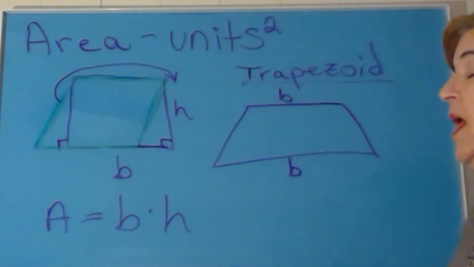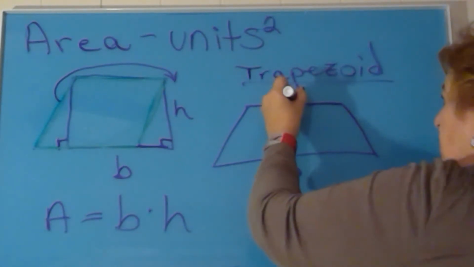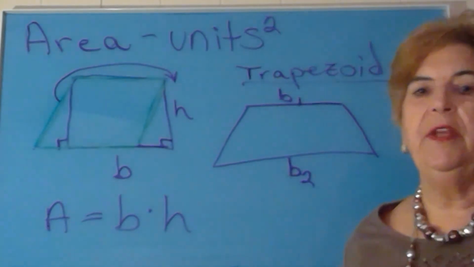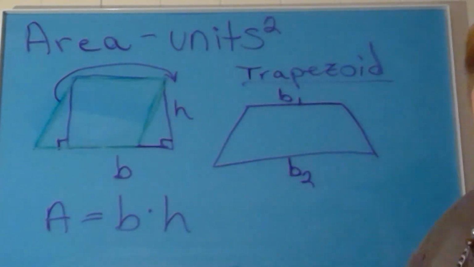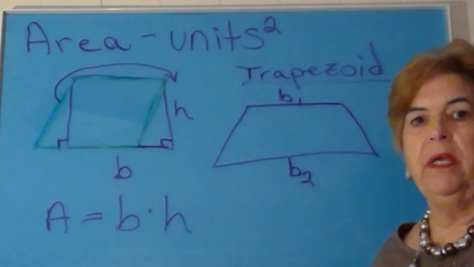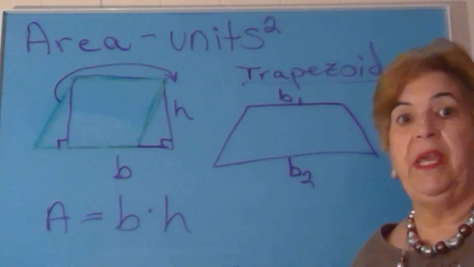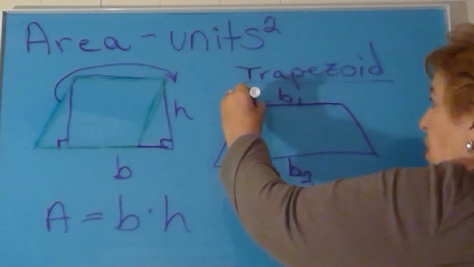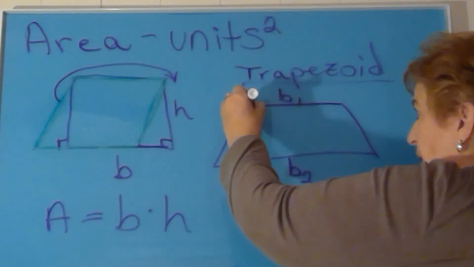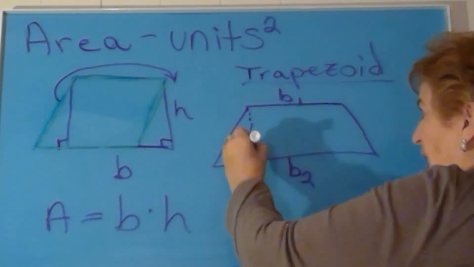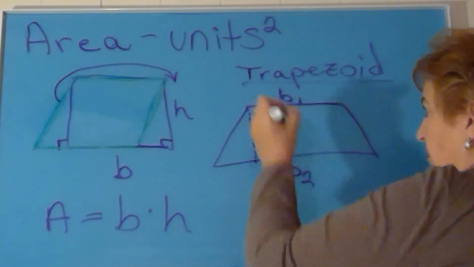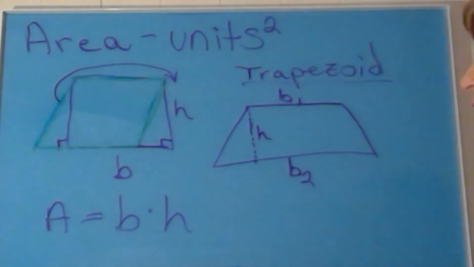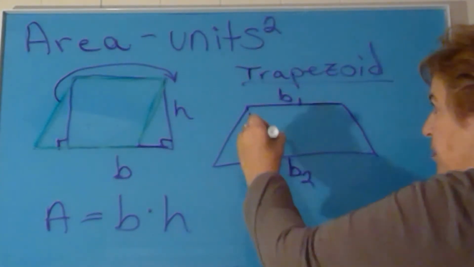Since they're not equal, I'm going to call this base 1 and this base 2. Be careful how you write those. Those are supposed to be subscripts. That way you won't get confused that it's a multiplication or an exponent or something. You also, in this diagram, need to know what the height is. The height is any segment that goes from one base to the other and is perpendicular to both.